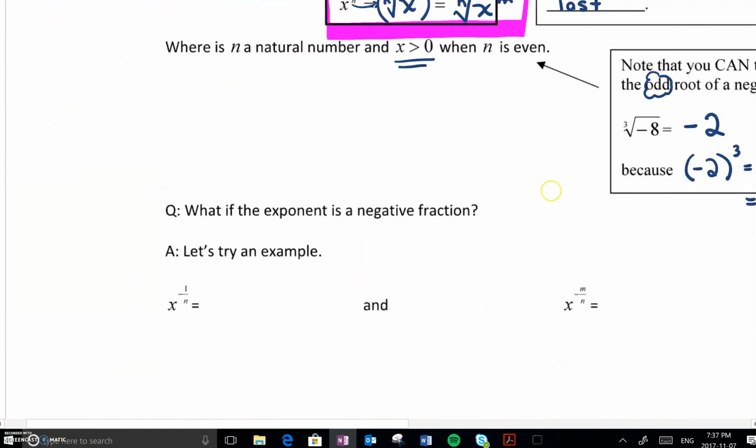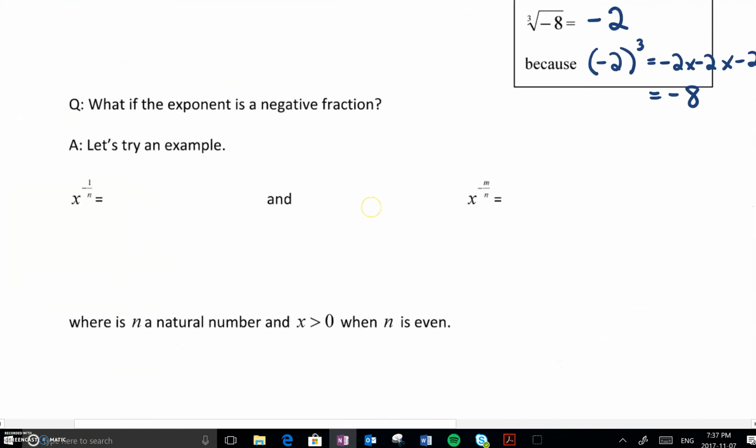Okay. What if the exponent is a negative fraction? So we saw negative exponents, but now we're looking at negative fractions. So basically what's happening here is that we have to get rid of that negative exponent first. So we're going to create a fraction, just like we did yesterday. We're going to use the reciprocal of that fraction and make the exponent positive.